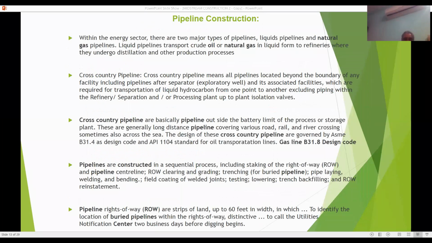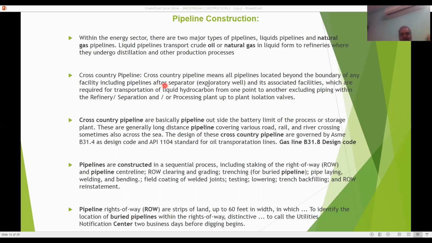Now, let us start the construction. Within the energy sector, there are two major types of pipelines, liquid pipelines and natural gas pipelines. Liquid pipelines transport crude oil or natural gas in liquid form to refineries where they undergo distillation and the production process. Cross-country pipeline, this midstream pipeline is called cross-country pipelines. Cross-country pipelines, midstream, all same. The only thing is liquid service or gas service, sour service and sweet service. This is the difference we will identify during the design stage, and process conditions you will come to know.